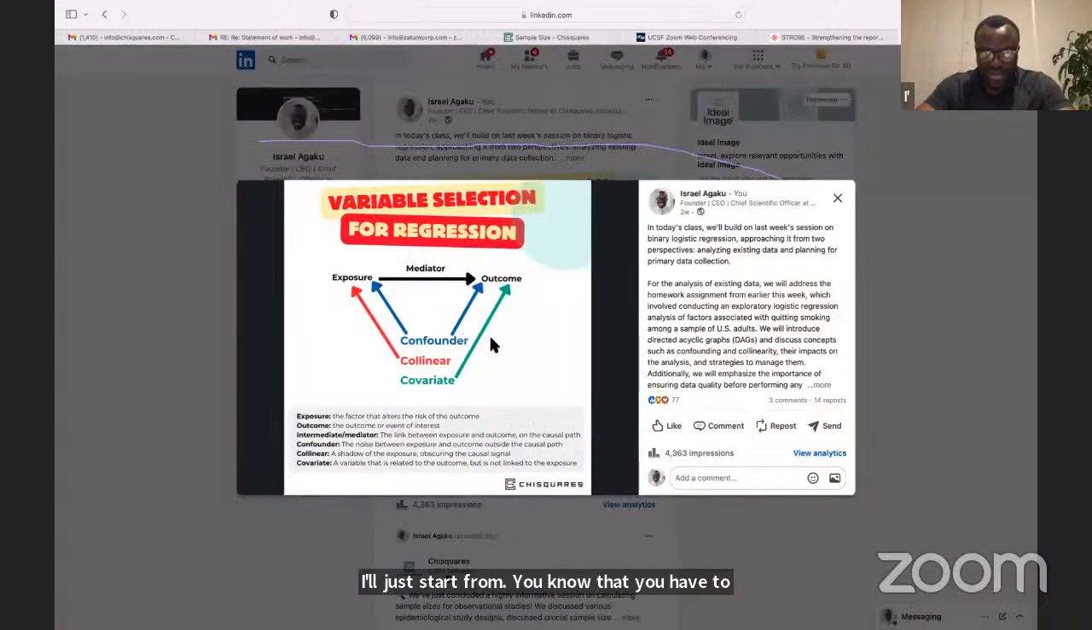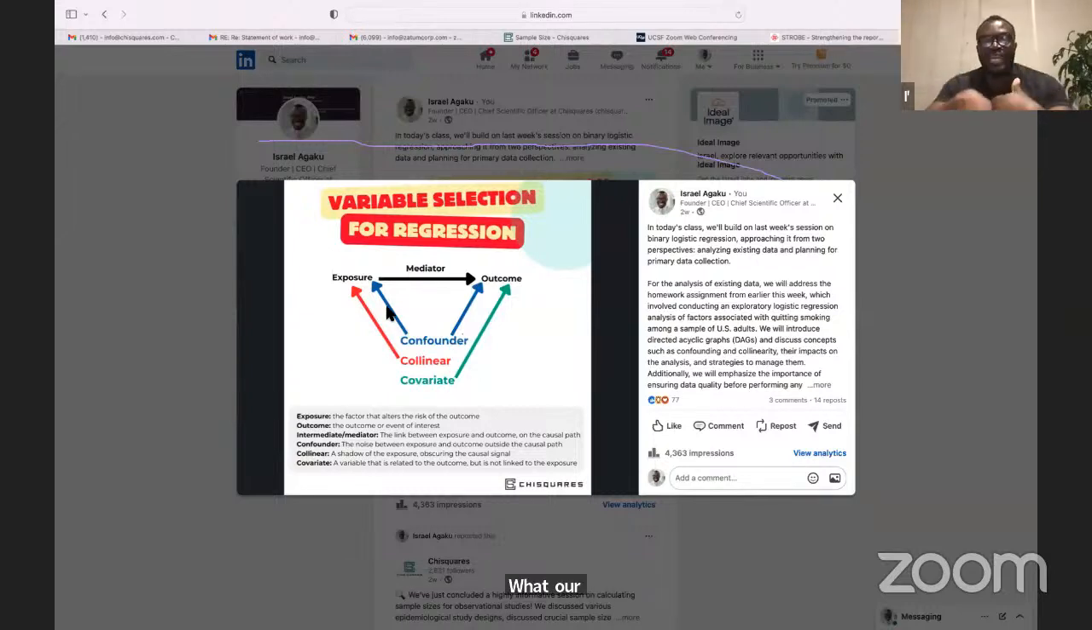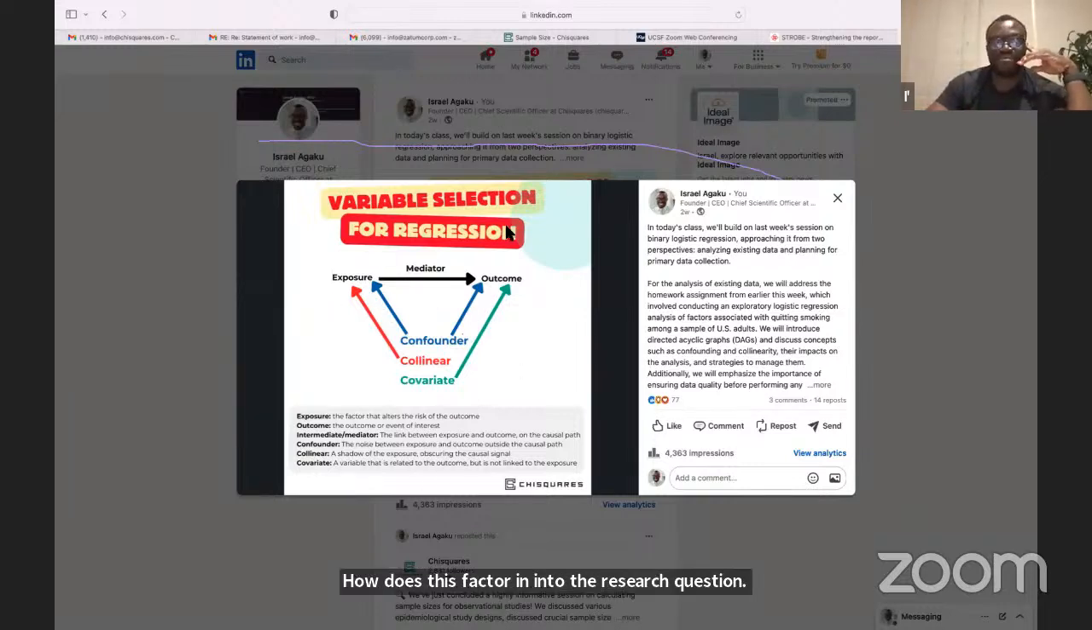This figure, you should be very familiar with variable selection. What are confounders? What are collinears? What are covariates, right? How does this factor into the research question, right? This is your ABC of model building.